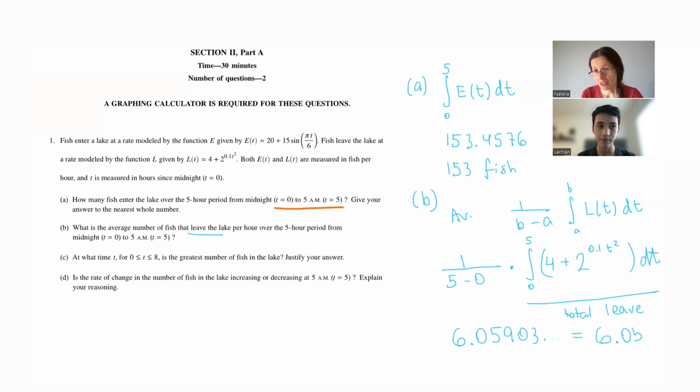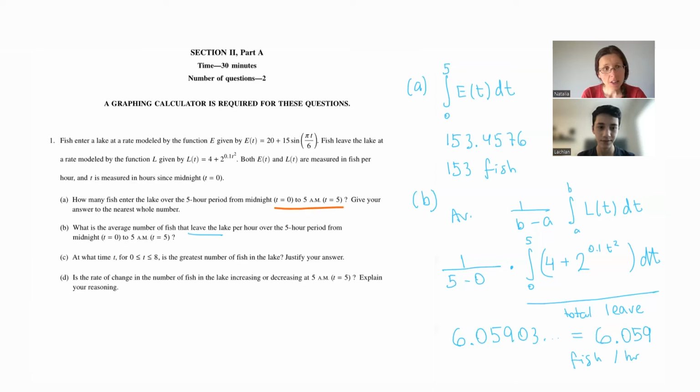So 6.059. And we need to write the units. What will be our units here? Fish per hour. Average number of fish that leave per hour. So fish per hour. Okay, that's part B.